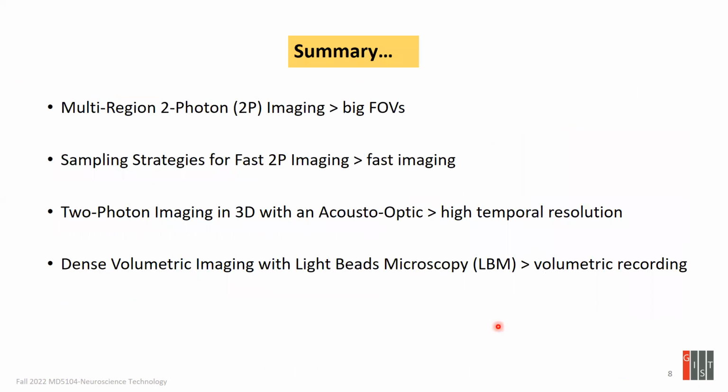So to summarize, we talked about multi-region two-photon imaging, which gave us big fields of view, and then we talked about sampling strategies for fast two-photon imaging that gave us fast imaging, right? And then we talked about acousto-optics, where because of the selective imaging, we had high temporal resolution. And then we talked about light beads microscopy, that could give us a dense volumetric recording.